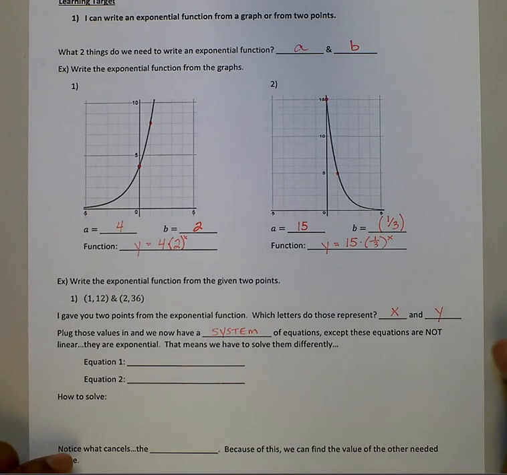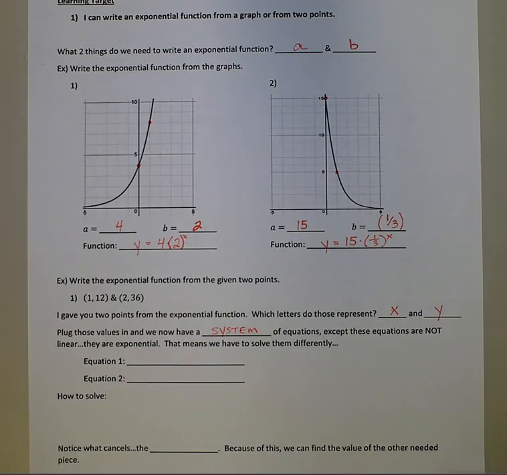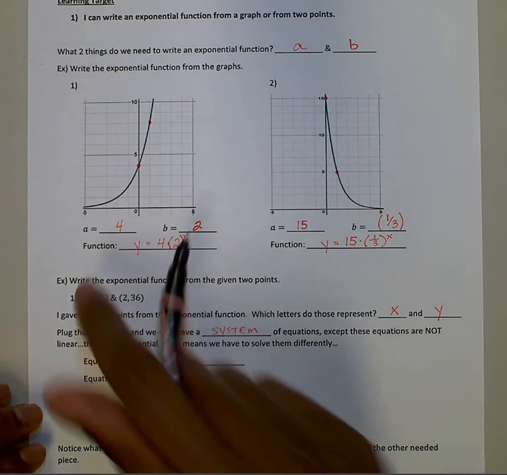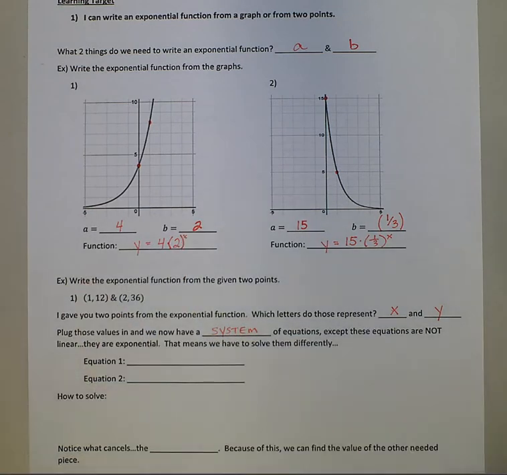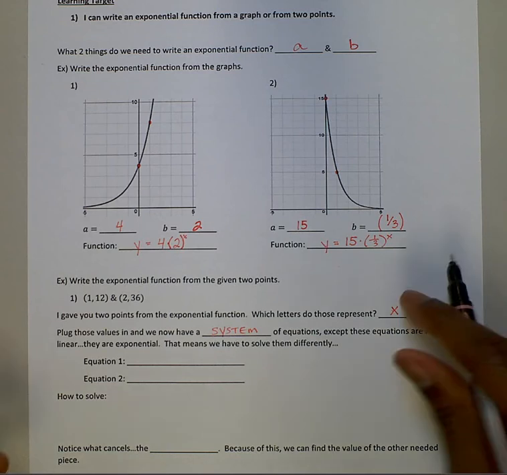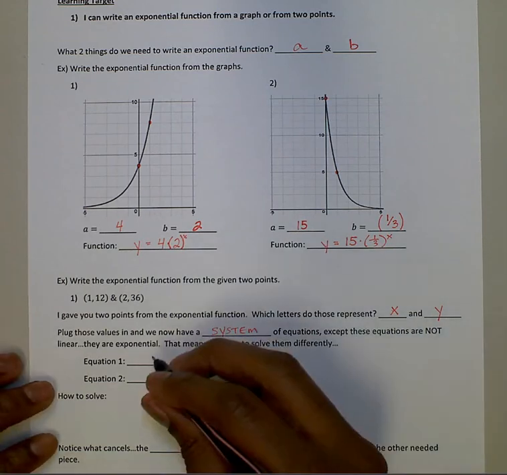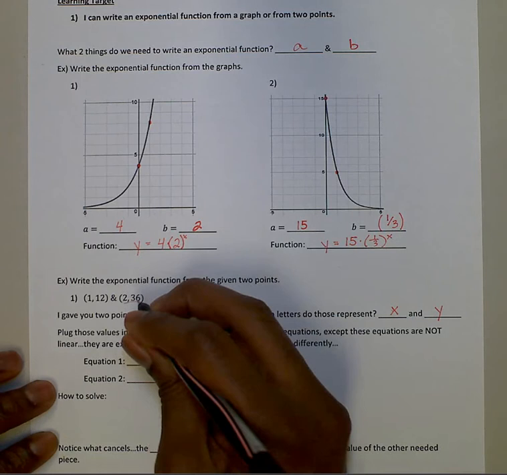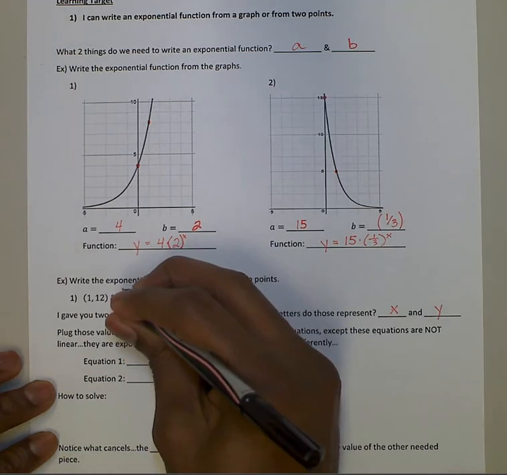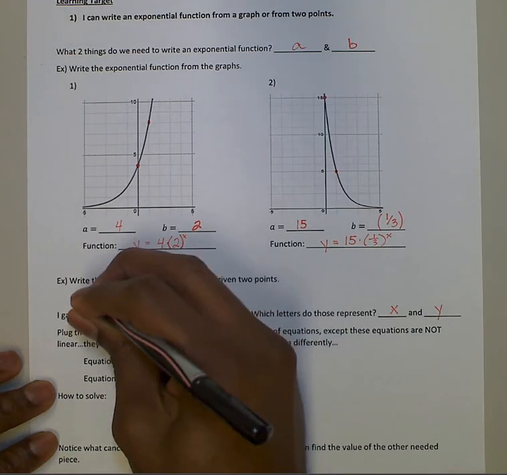Except these equations aren't linear. So basically, we're going to have a system of equations that are exponential, and that means we have to solve them a little bit differently. So I'm going to write my equations. Remember, we don't know a and b yet. If we did, we'd already have our equation. But we do have x and y, so I'm going to plug those in. I'm going to start with this point first. Remember, this is x, this is y, this is x, this is y.